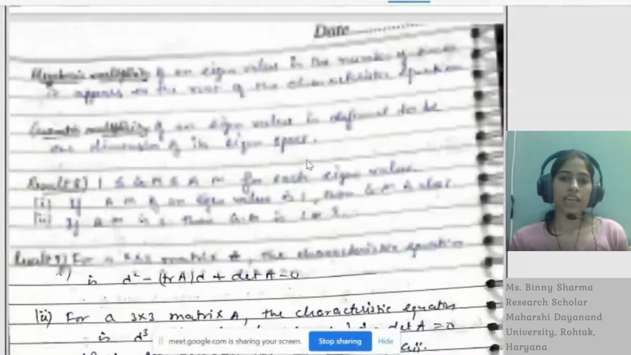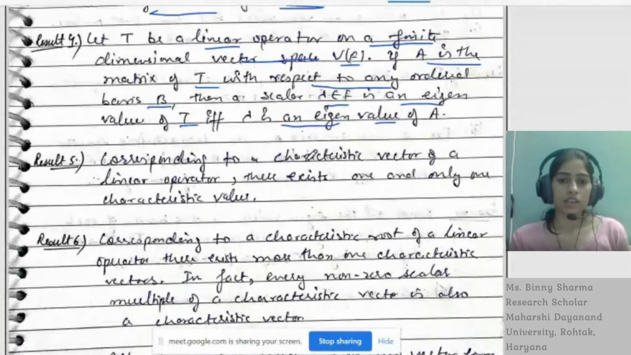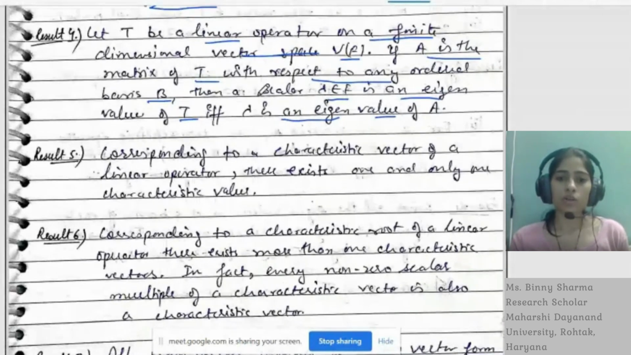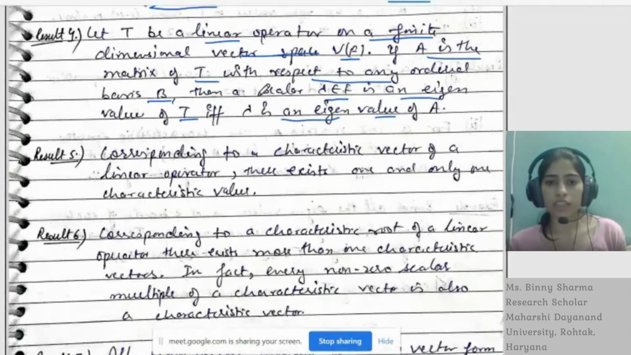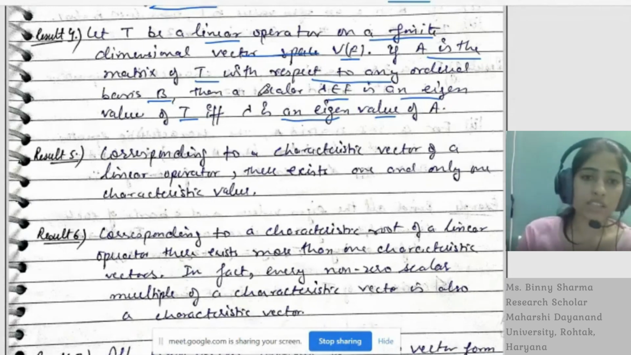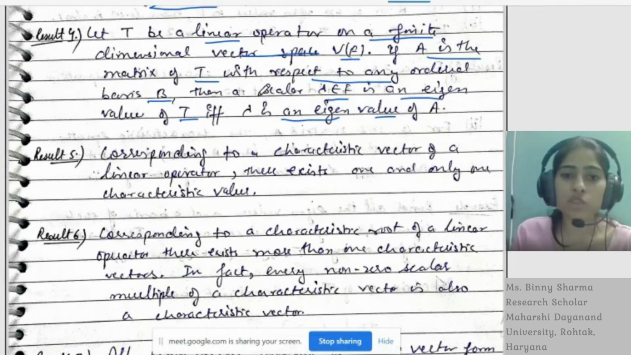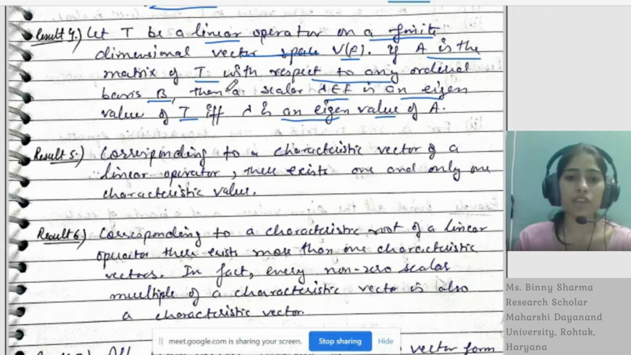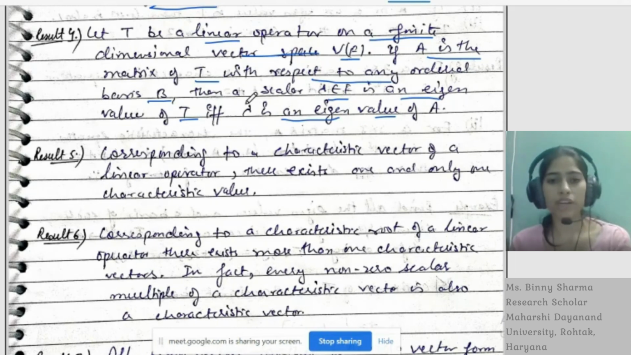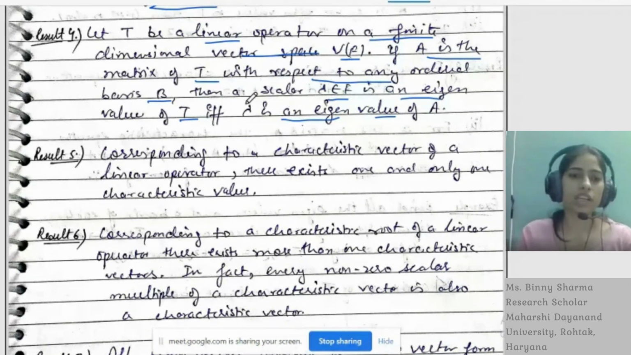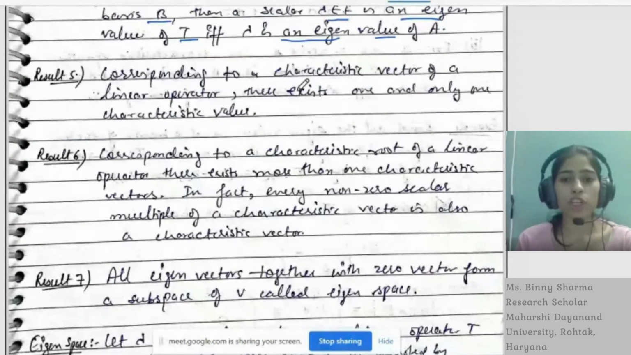So in that result, what it says is, if we want to find the eigenvalues of T, then we make a matrix with respect to the standard basis, and we find the eigenvalues of that matrix. So the eigenvalues of the matrix and the eigenvalues of the linear operator are the same. The fifth result: corresponding to a characteristic vector of a linear operator, there exists one and only one characteristic value.